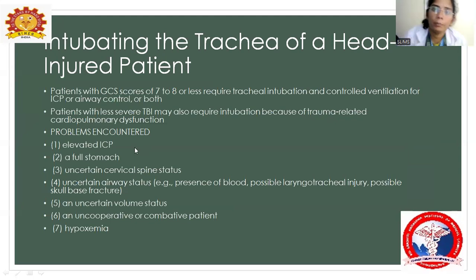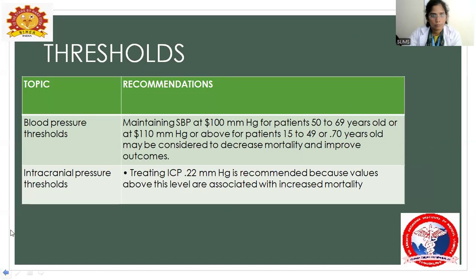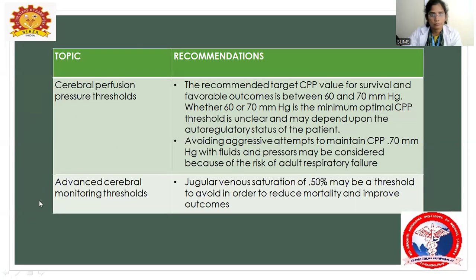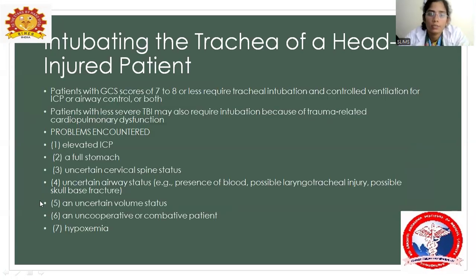So how will you intubate a head injury patient? Patients with a GCS score of 7 to 8 or less require tracheal intubation and controlled ventilation for ICP or airway control or both, right? Patients with severe traumatic brain injury may also require intubation because of trauma-related cardiopulmonary dysfunction.